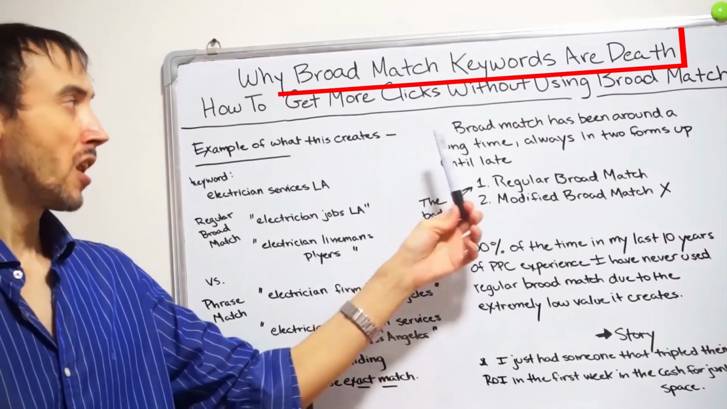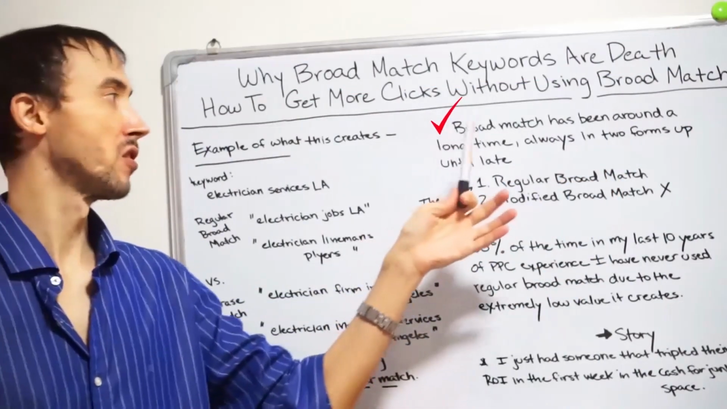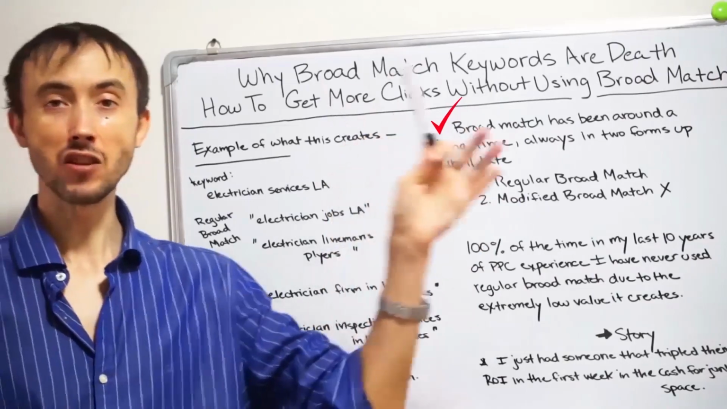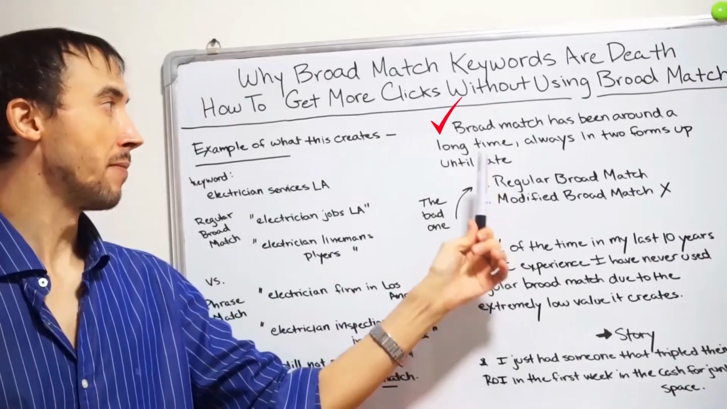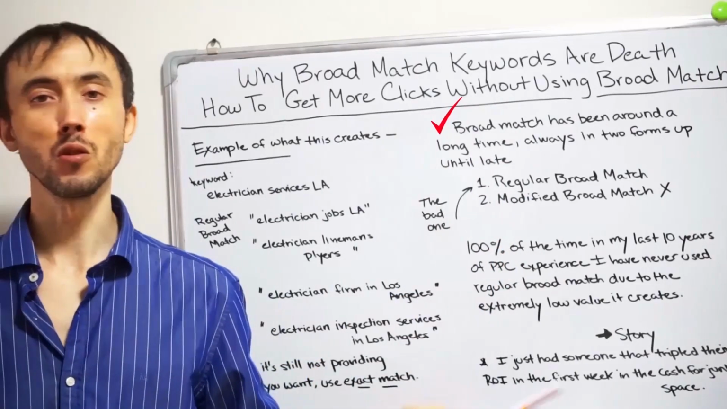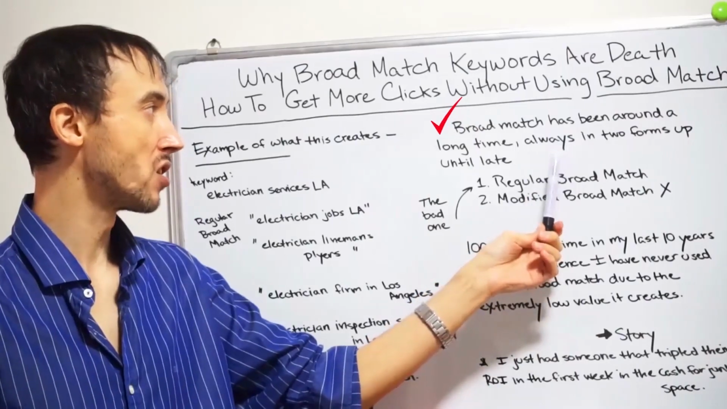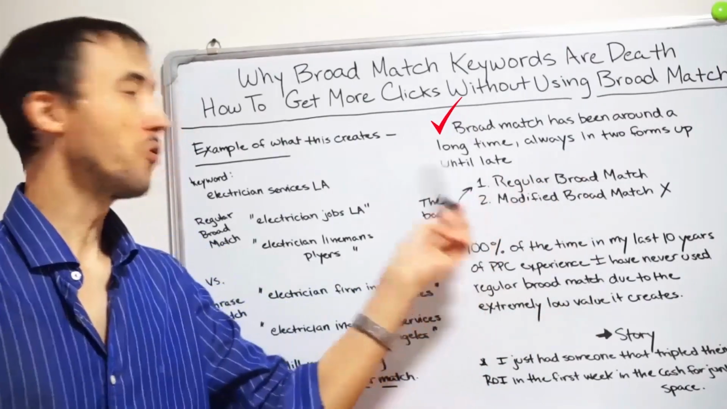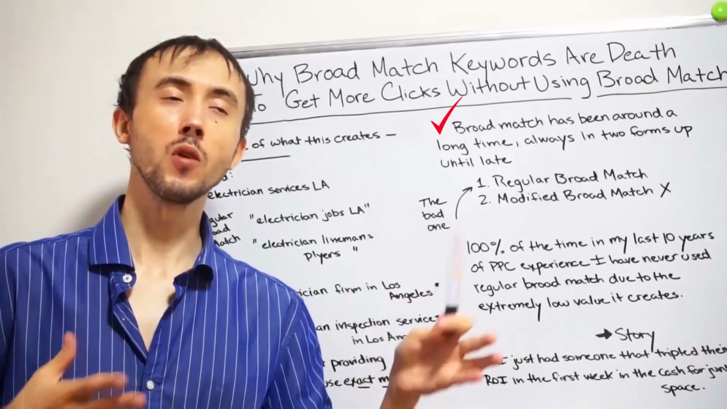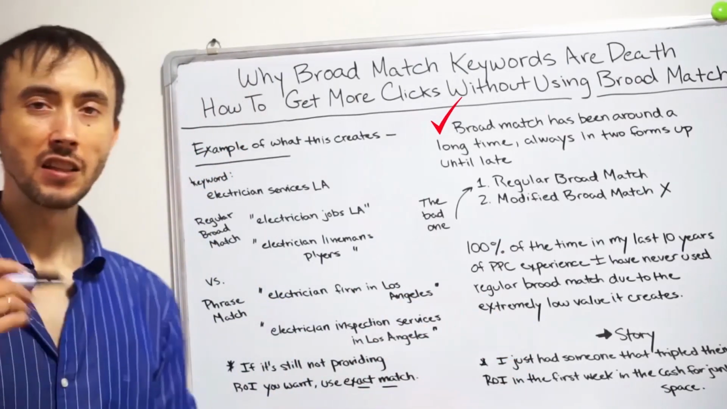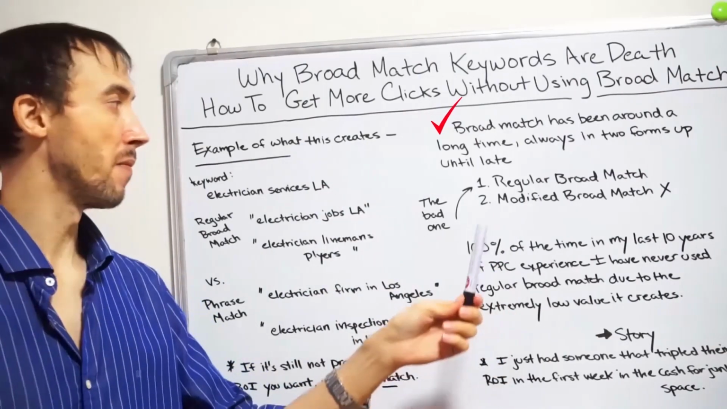So anyway, first of all, broadmatch keyword match types have been around a long time. Basically as long as Google Ads or Bing Ads has been around, they've had broadmatch. And it's always been in two forms, at least up until late 2020 to 2021. I forgot the exact date, but they got rid of the second type of broadmatch keywords.